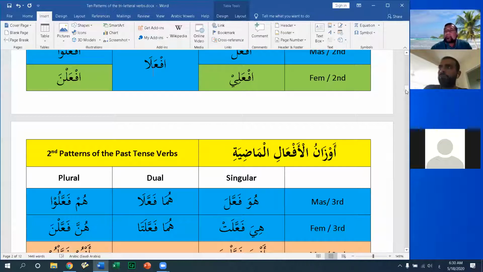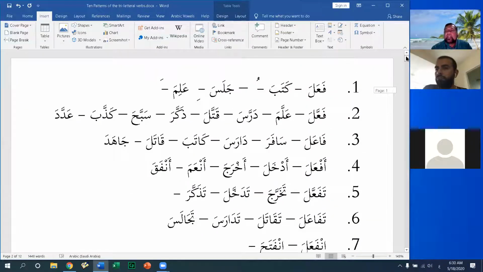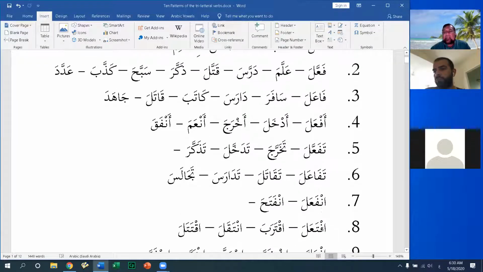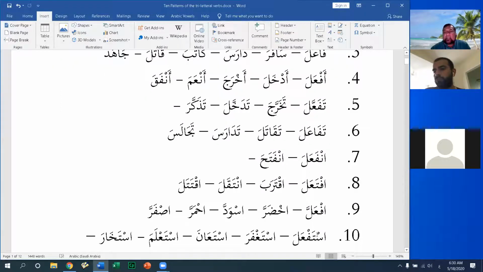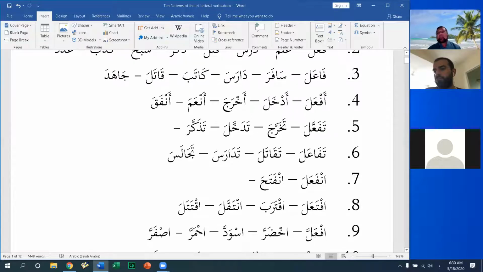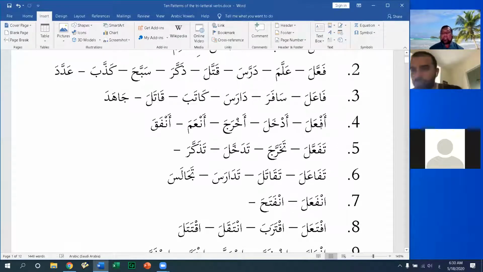Let me show you here looking at them. The ayn in the present tense will have a kasra here, kasra here, kasra here, fatha, fatha, kasra, kasra, kasra, and kasra. So nearly all of them from 2 to 10 will have a kasra on the ayn, except for the 5th and 6th.